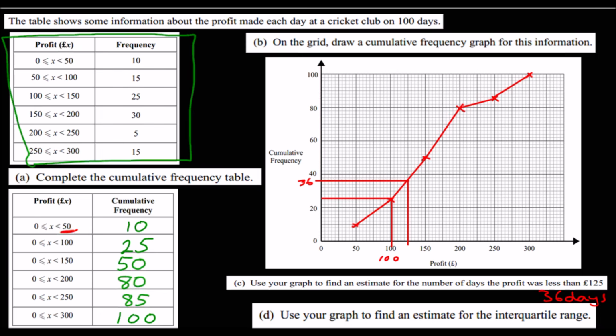For the upper quartile, we go to 75 along to our graph and down. So that looks like 180, 185. No, 190 or 195, sorry. So I'll call that 195.